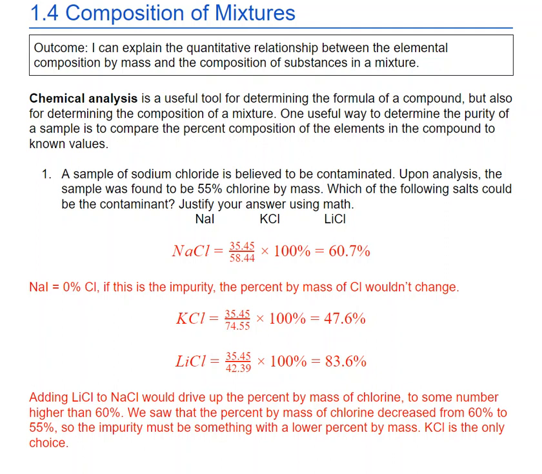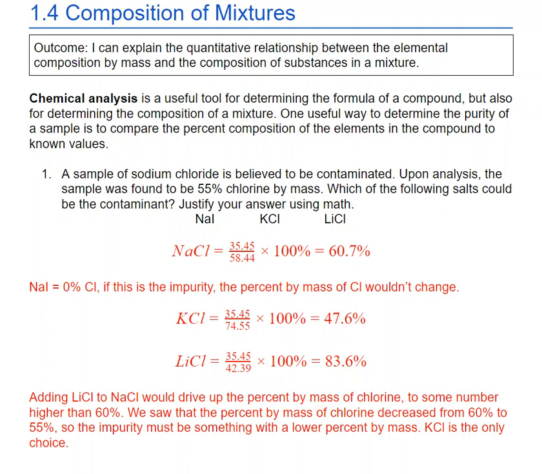So let's take a look at an example of that. Let's say that I have a bottle of sodium chloride on the shelf and I think it's contaminated. So I do a chemical analysis to determine the percent by mass of chlorine, and I find that it's 55%. So which of these is most likely the contaminant?